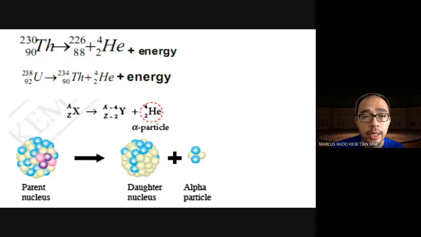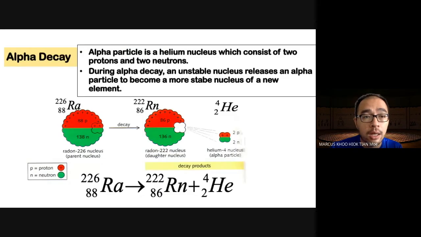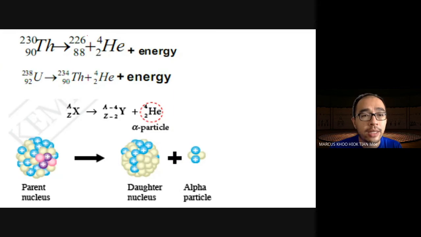Okay, so here's another one. You have thorium-230. This is thorium, Th. Thorium-230, if it decays by alpha, is going to become 226, 88. And I don't know what this one is. 226 is radon, right? Oh, yeah, radium. Okay, so actually this should be Ra. 226, 88 Ra plus 4, 2 He.